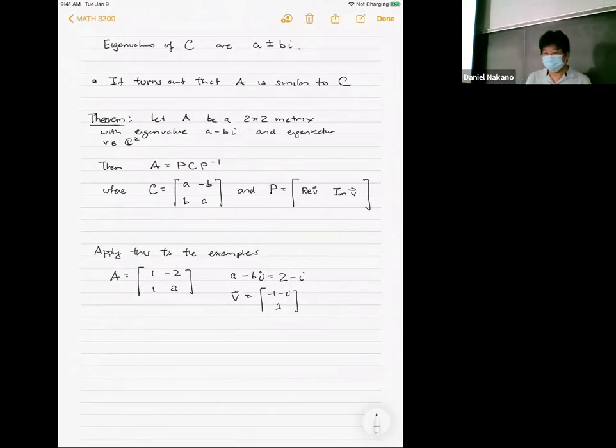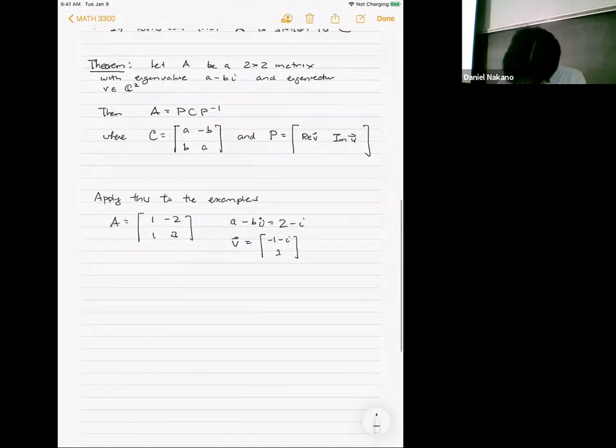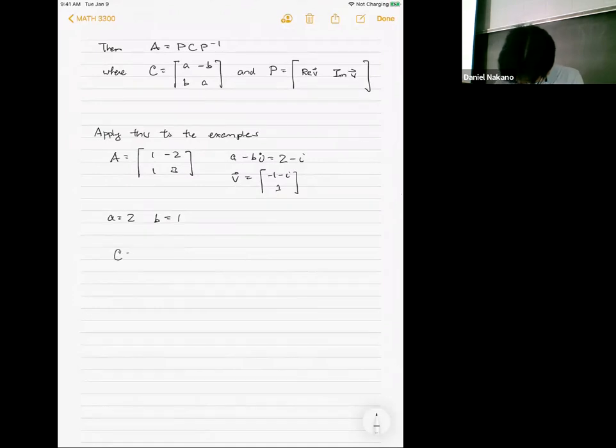So what does the theorem say? Well, this has an eigenvalue, 2 minus i. This is a real valued matrix, and we have an eigenvector for this eigenvalue. So now I can write the C out. What is A in this case? Anyone? 2. 2, good. What is B? 1. 1, good. So C is going to be equal to A, which is 2, minus B, which is -1, B, which is 1, and A, which is 2.